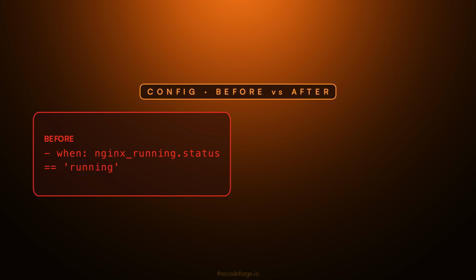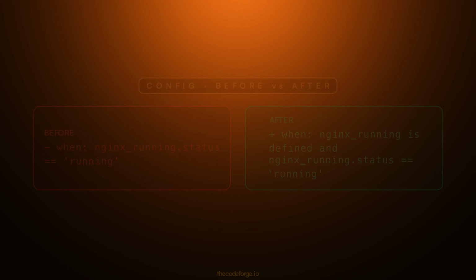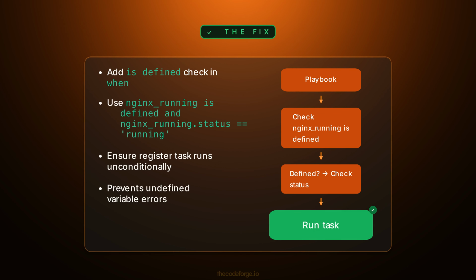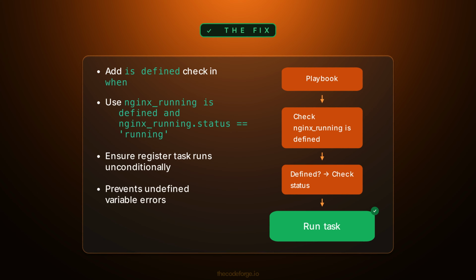The variable nginx_running was only registered on hosts where nginx was installed. On hosts without nginx, the register step was skipped, leaving the variable undefined and aborting the playbook. The fix was to change the conditional to when: nginx_running is defined and nginx_running.status == 'running'. This ensures the variable exists before checking its value. We also made the register task run unconditionally with ignore_errors.